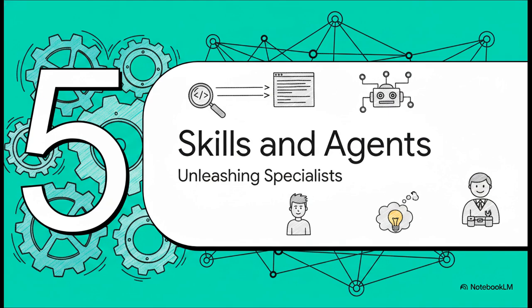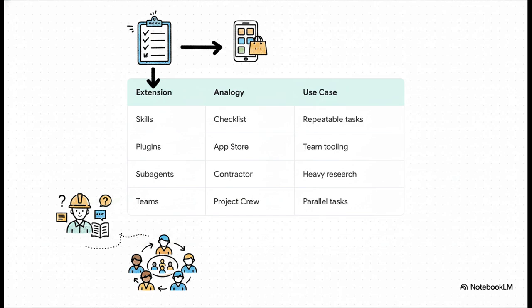Let's unleash the team. Now, this slide is super interesting because it shows how these 4 extension mechanisms map out. You aren't just picking one, they actually stack on top of each other. You start with skills, which act like a checklist for repeatable workflows. Then you bring in plugins, which is basically like installing tools from an app store. Next up, subagents. Think of them as isolated contractors you hire for heavy research so they don't pollute your main conversation. And finally, agent teams, an entire project team coordinating in parallel.